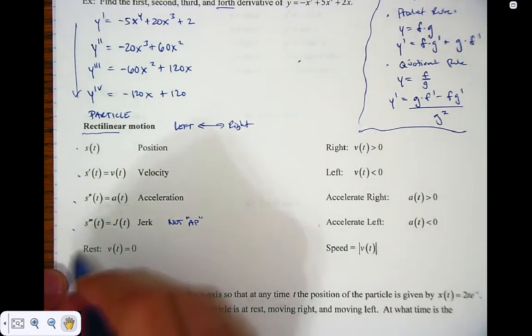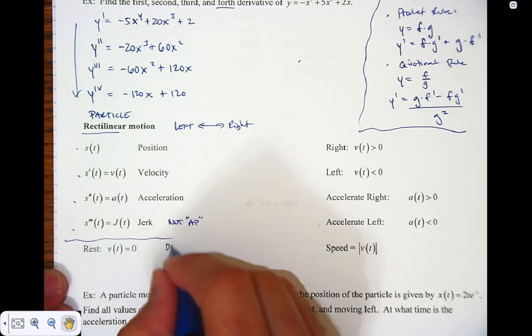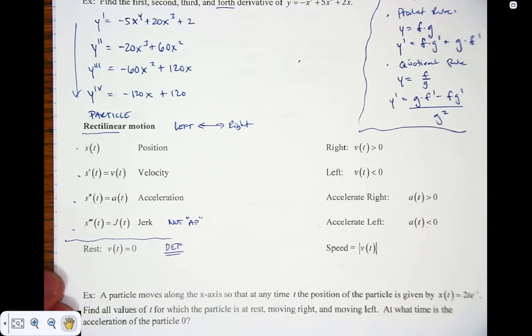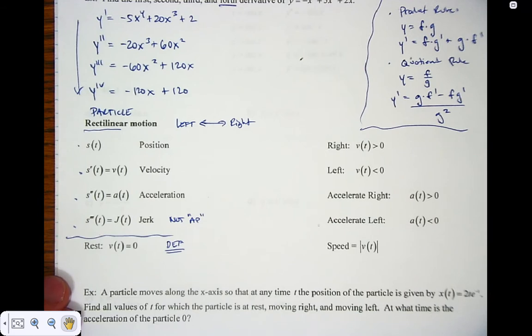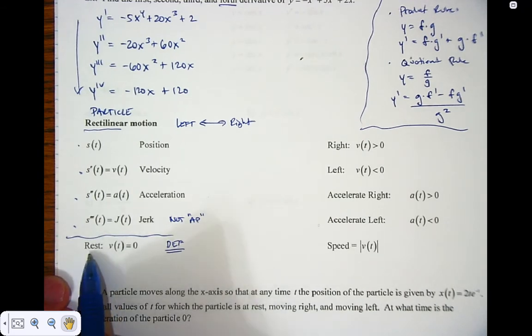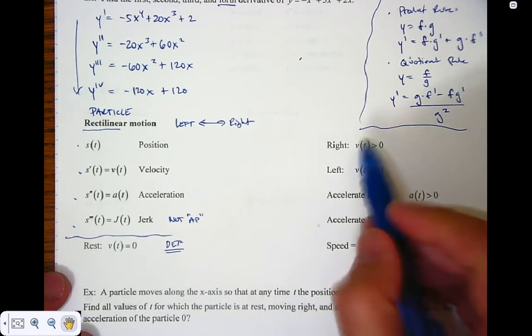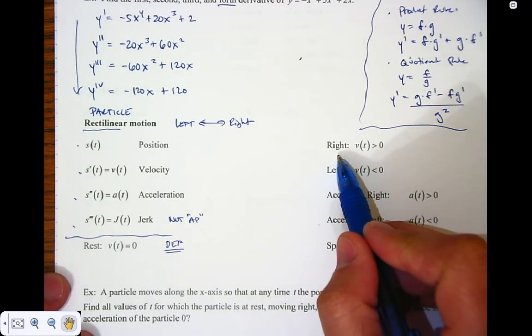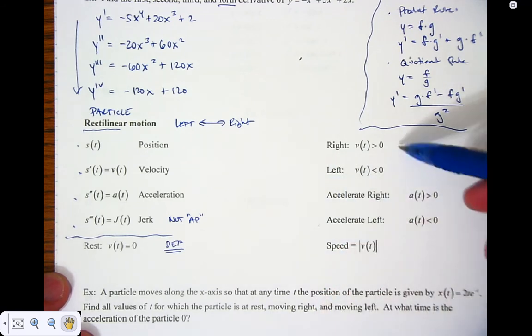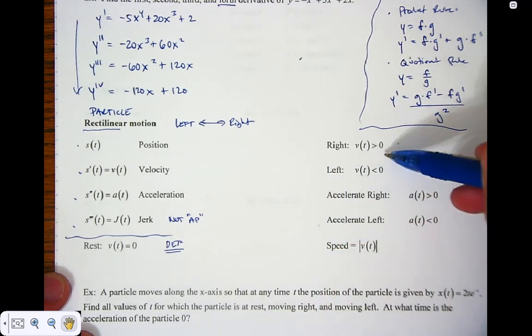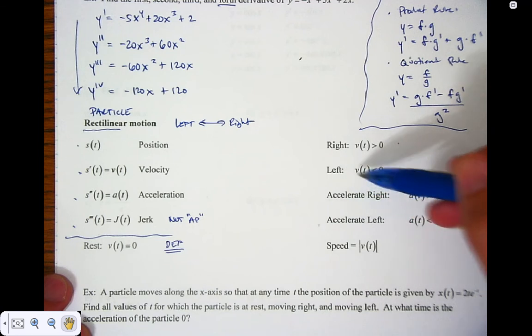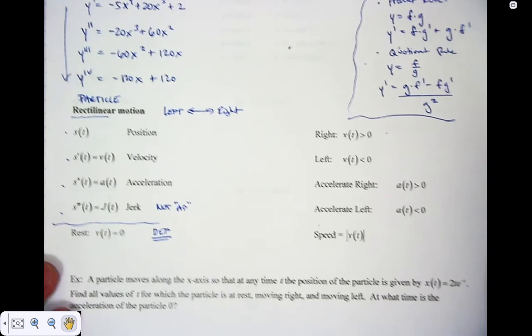Okay, and then we have definitions here, right? And definitions are big, right? I'm a definition-based teacher. We'll underline definitions, and that gives us a starting point. So whenever you're asked when a particle is at rest, the definition of rest is that the velocity is 0. If you're asked about movement, right, where is the particle moving, right or left? That depends on the definition. The definition of right is velocity positive. Left is velocity negative.